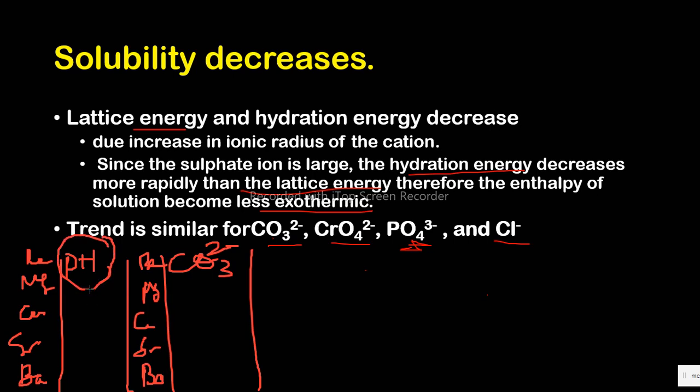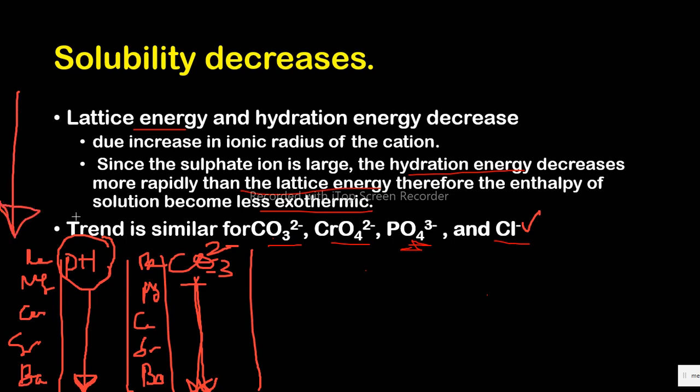For the hydroxides, the solubility increases down the group. However, they are also sparingly soluble. They are not that soluble. But for carbonates and sulfates, now leave chlorides alone for that reason, the solubility decreases down the group. Here, down the group, we have seen that the lattice energy decreases so much. Why?